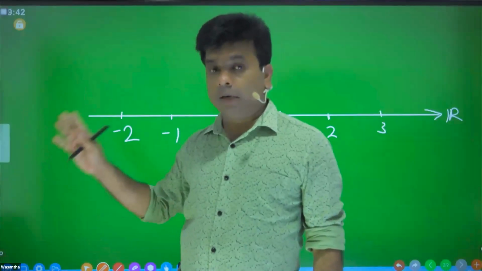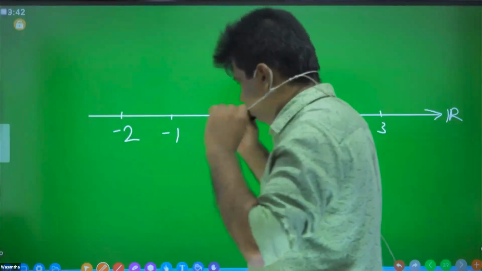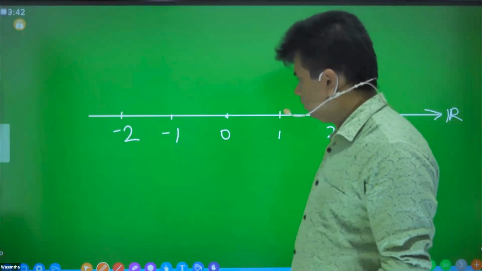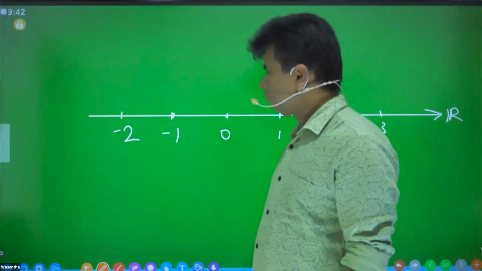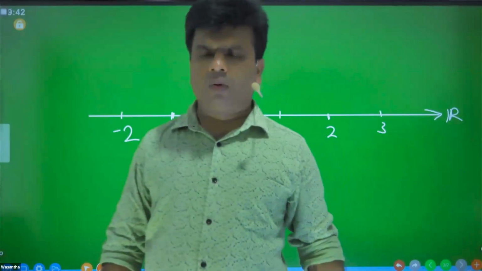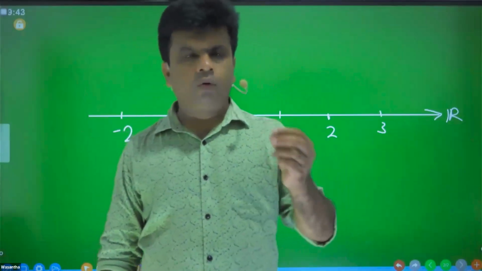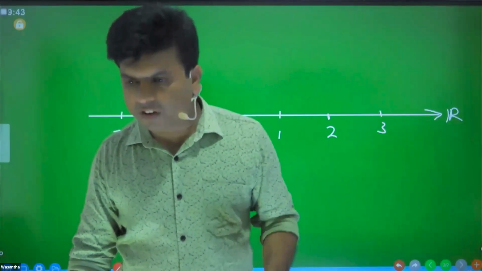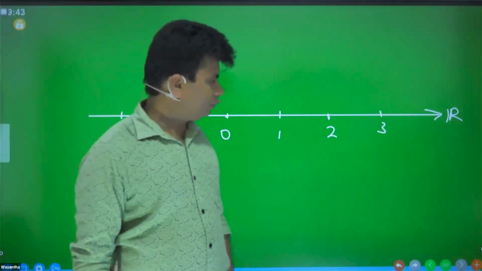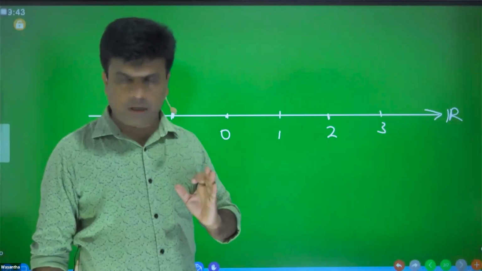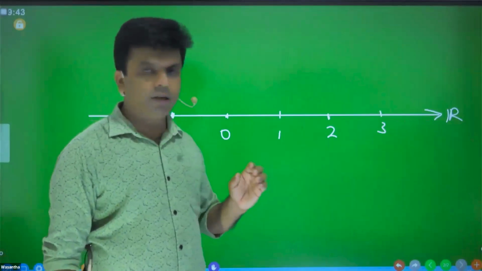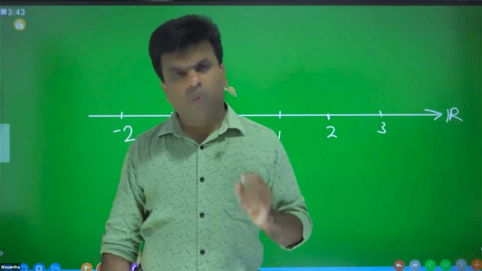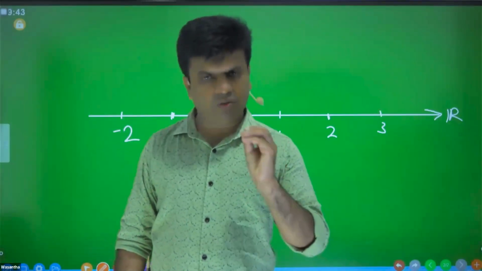But the largest negative integer is minus 1. Is that clear? Can you tell me what is the first positive integer? The first positive integer is plus 1. The second integer is plus 2. My question: what is the first positive real number?